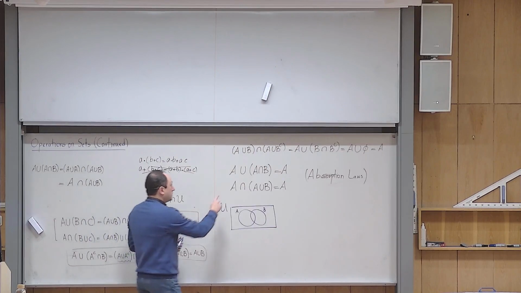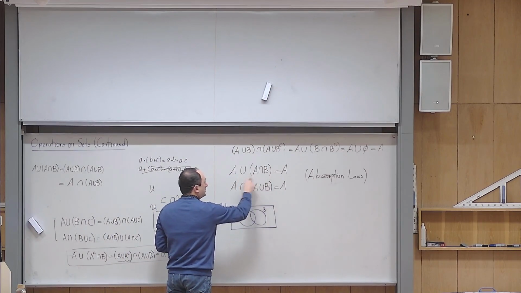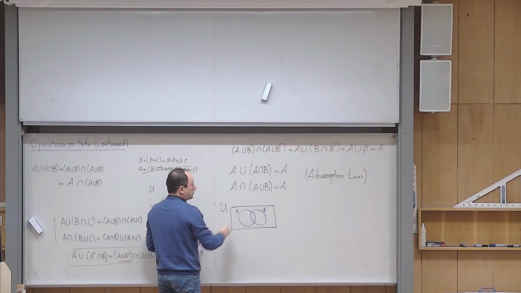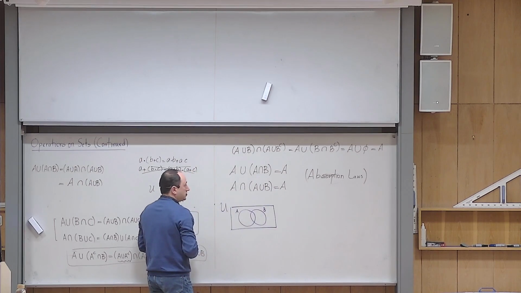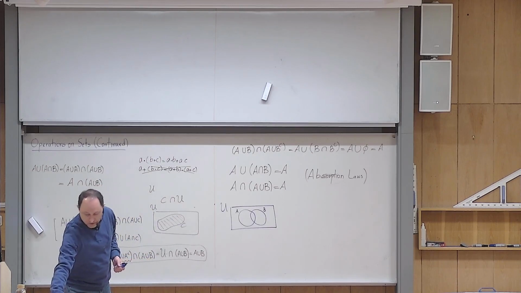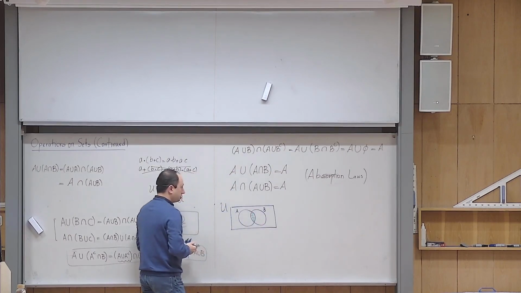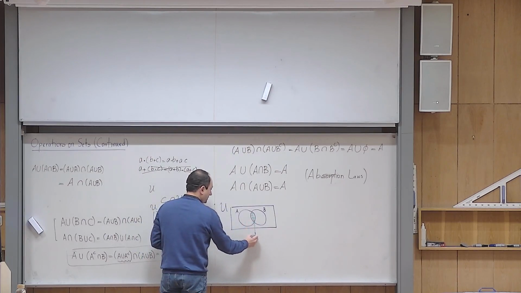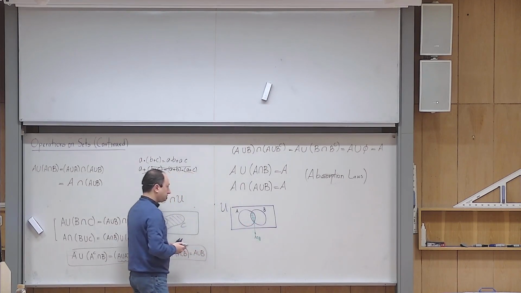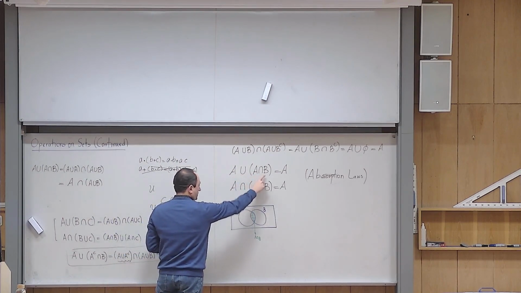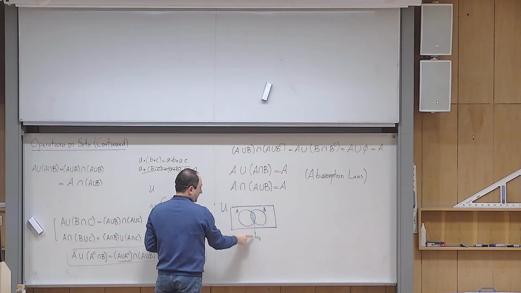Okay, so now I want to color the region that represents the left-hand side. What should I do? First of all, I need to find A intersection B. Where is A intersection B? A intersection B is this part, yes? This part is A intersection B. Now, what I found after the intersection is the green region.